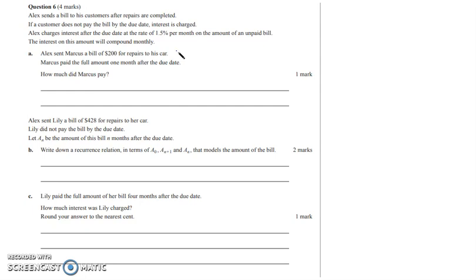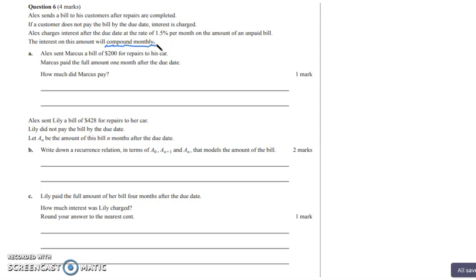If a customer does not pay the bill, interest is charged. Alex charges interest after the due date of 1.5% per month on the amount of the unpaid bill. This interest will compound monthly. So there's a keyword there already that it's going to be compounding monthly.